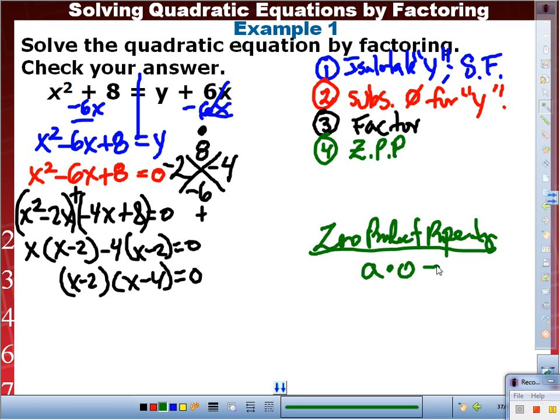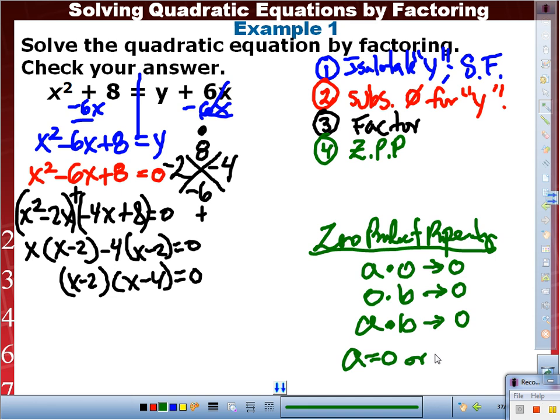A times 0 is what? 0 times B is 0. A times B is 0. What could A be? Or what could B be?